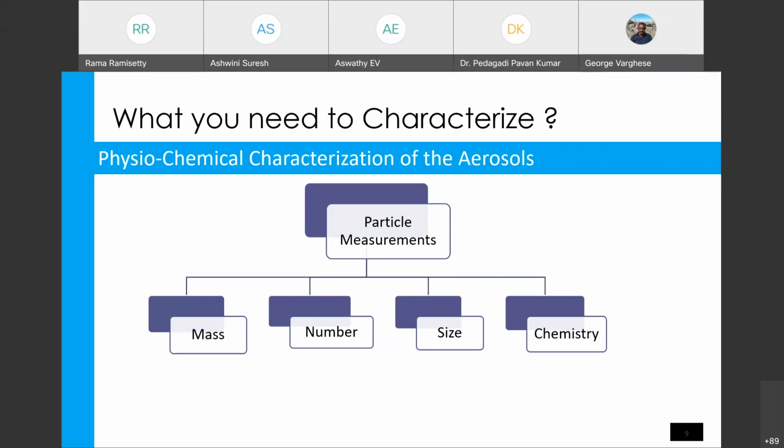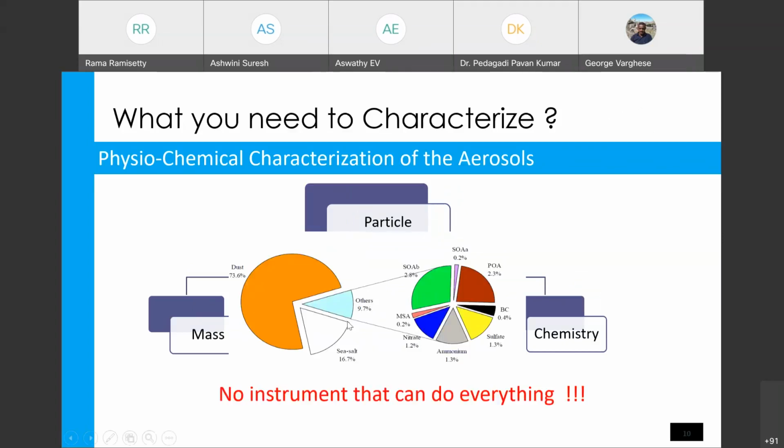Okay, and these are the 4 major parameters for the physicochemical characterization of the aerosols. Researchers always look at the particulate mass, particle number concentrations, or particle size distribution. Also, people are interested to know about the chemistry of these particles to do the source apportionment. Because if you take any aerosol from the atmosphere, it might contain a lot of different chemical constituents inside.